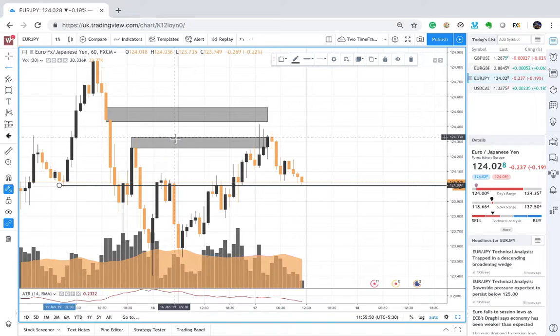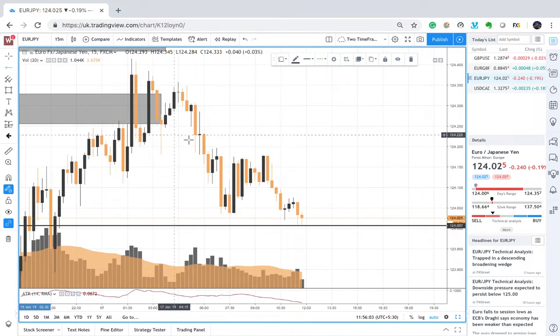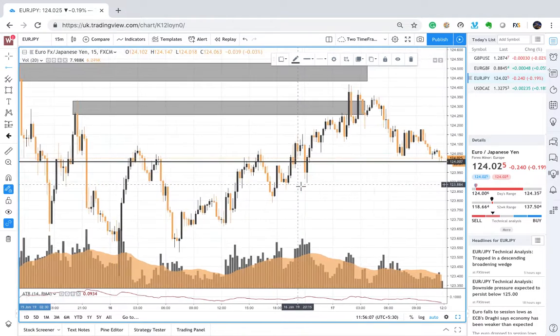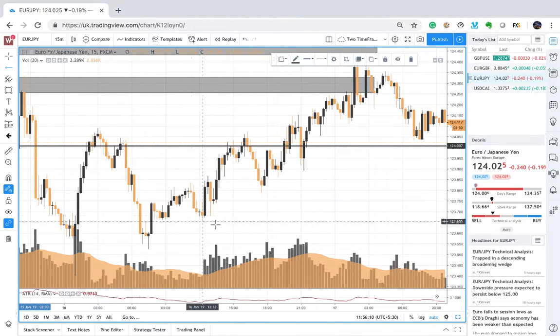I'll look for entry here if I don't get any entry in EURGBP. And this was also my supply. This supply area belongs to the 15 minute, and this supply area belongs to the 1 hour. So, going back to the 15 minute, here we are.